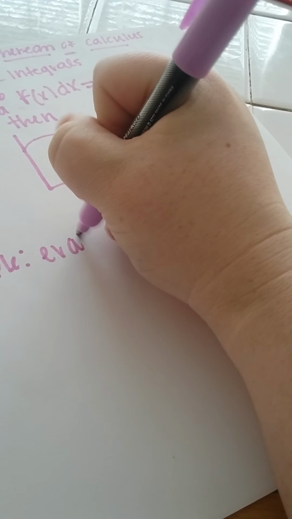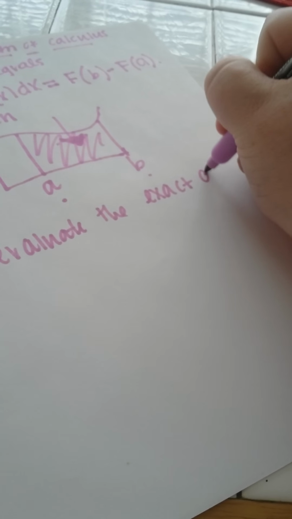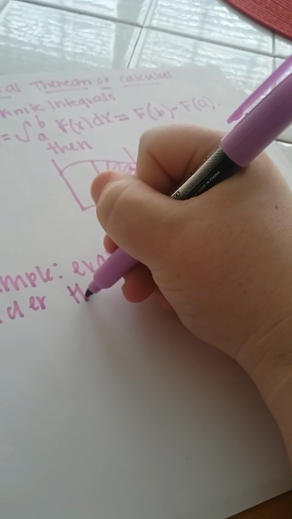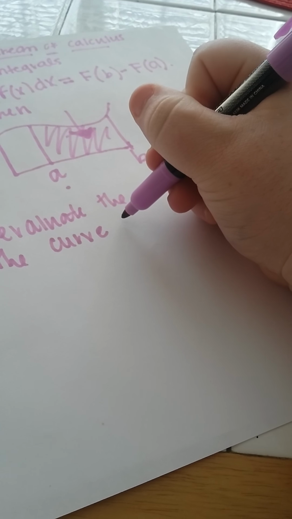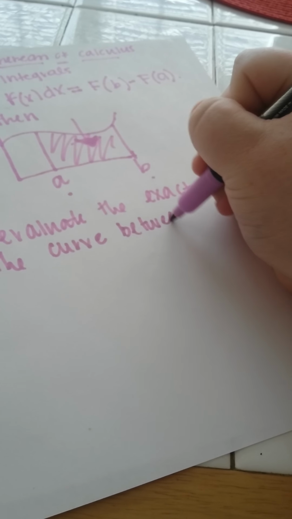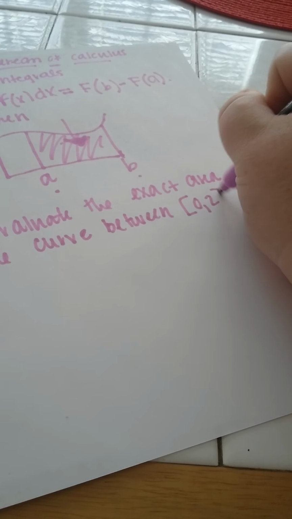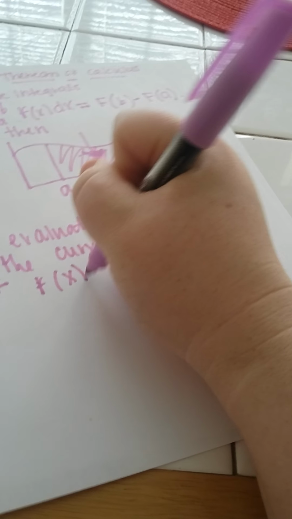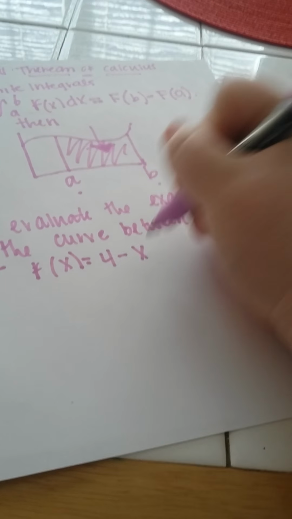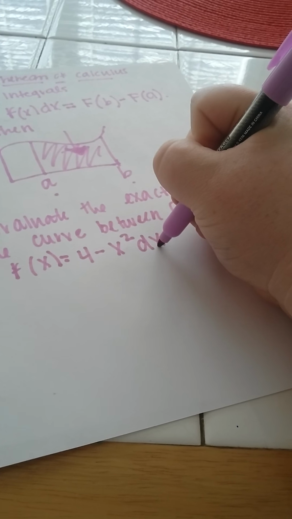So for example, evaluate the exact area under the curve between the closed interval 0 to 2 of f of x equals 4 minus x squared dx.